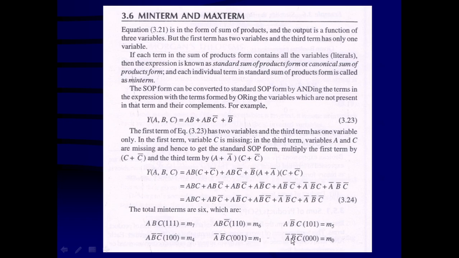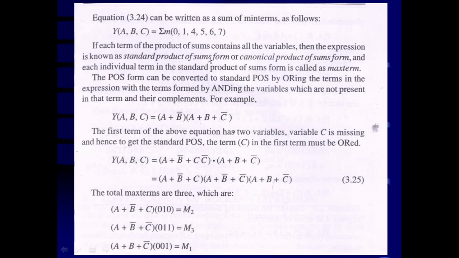Last one, A bar B bar C bar. This corresponds to 0, 0, 0 binary value, which is equivalent to M0, and hence we can write now the equation for this. Equation 3.24 can be written as a sum of the mean terms. So standard sum of product equation or canonical sum of product equation can be represented in terms of mean terms, that is y is a function of ABC, 3 variables, that is equal to sigma, which stands for the summation. So sigma small m stands for mean terms.